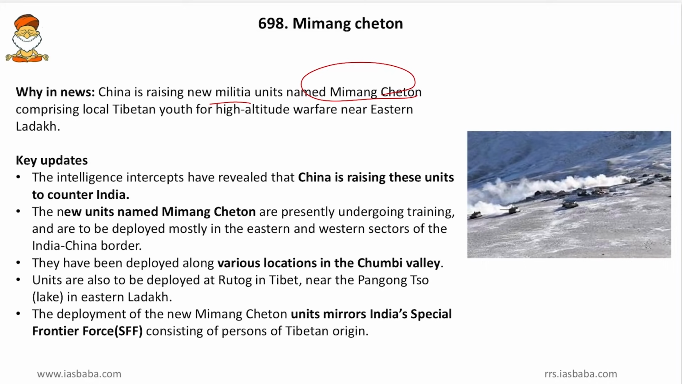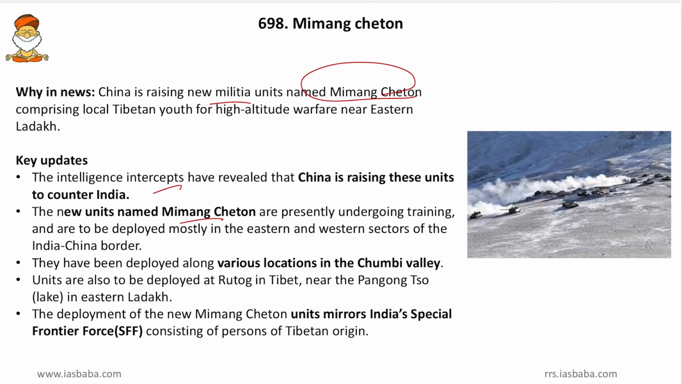So this Mimang Chetan is being targeted against India. The new units named Mimang Chetan are presently undergoing training and are to be deployed mostly in the eastern and western sectors of the India-China border. So friends, in the eastern and western extremities of the Indo-China border, that is in the Uttarakhand, Himachal Pradesh region on the one hand and Arunachal Pradesh region on the other, these Mimang Chetan personnel will be deployed.